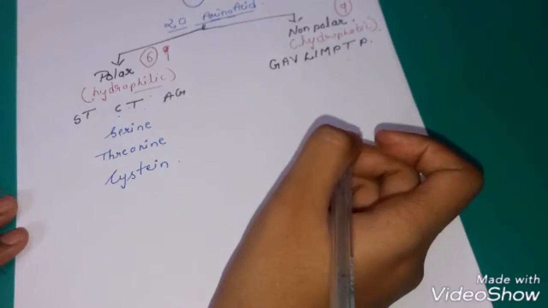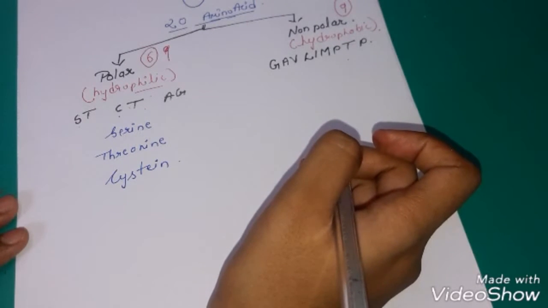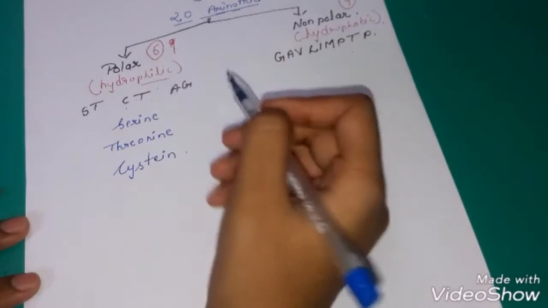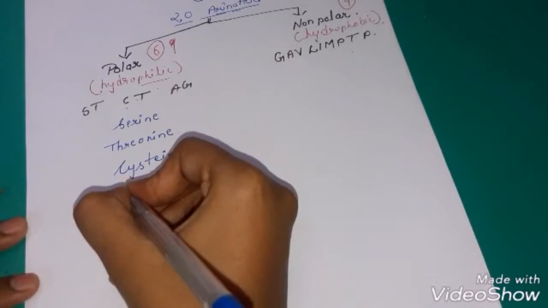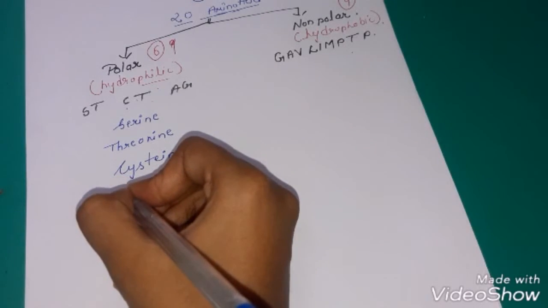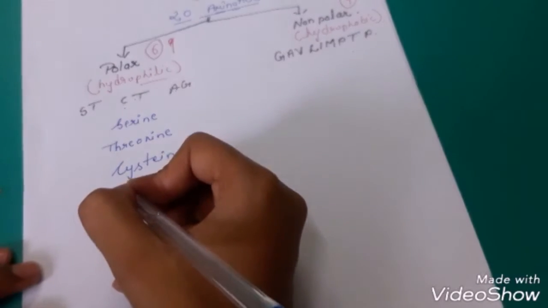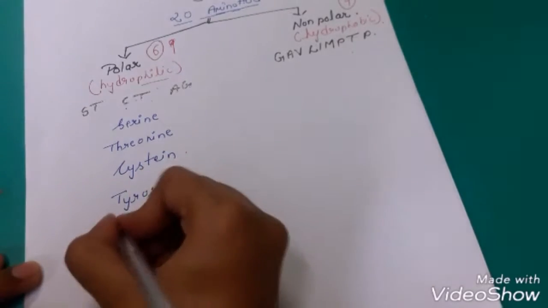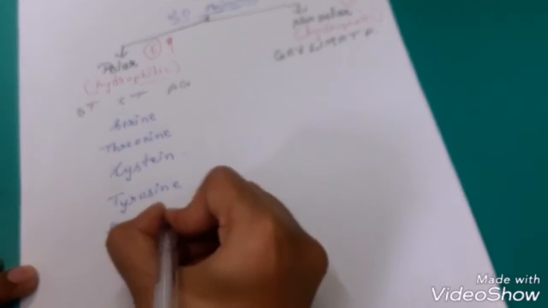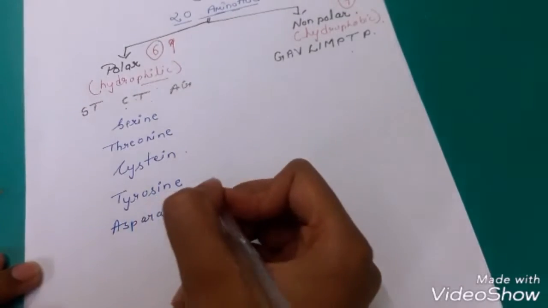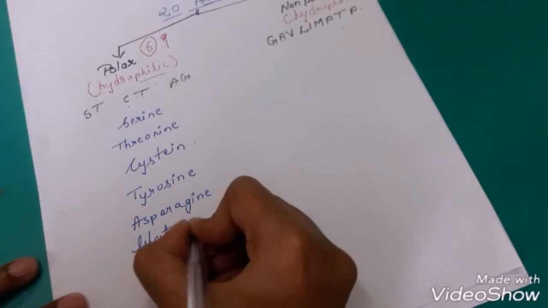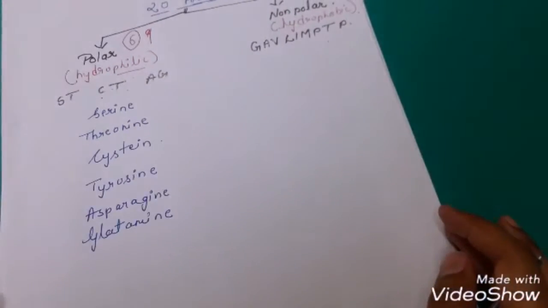Cysteine is the amino acid which has a sulfur group. We will discuss it further in the structure of amino acids. Next one is T, which stands for tyrosine. Next one is A, asparagine. The last one is glutamine. So these are the polar amino acids.